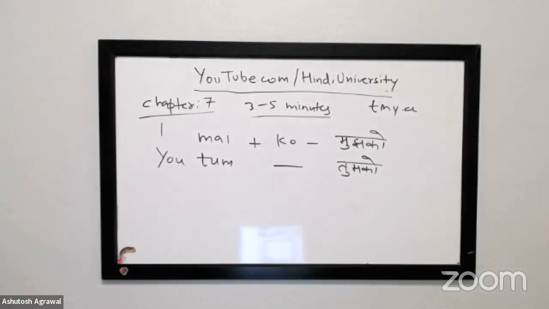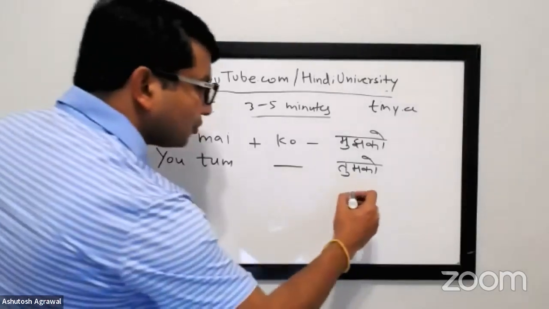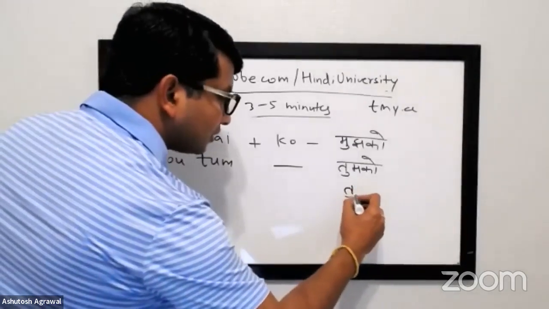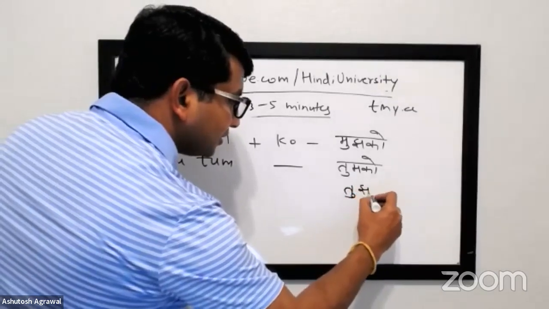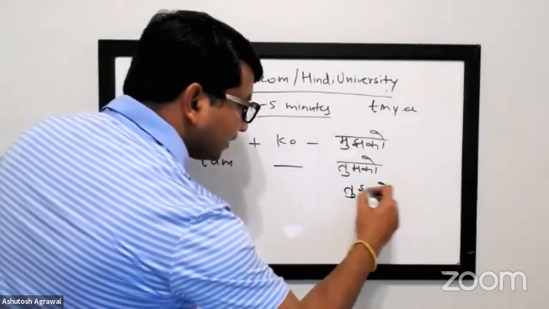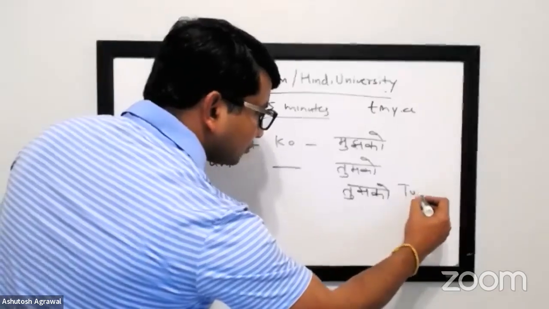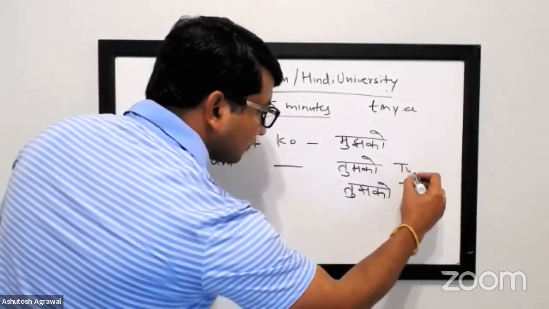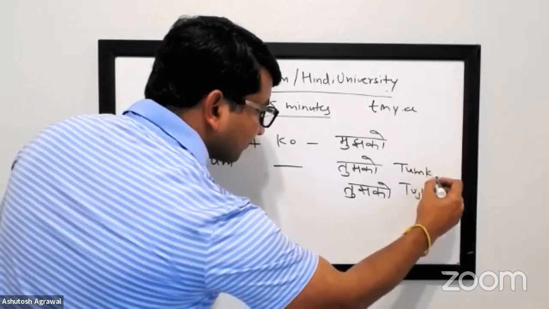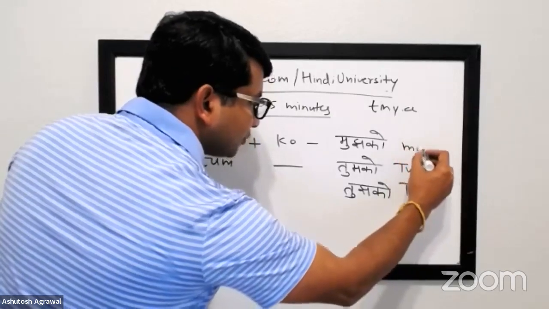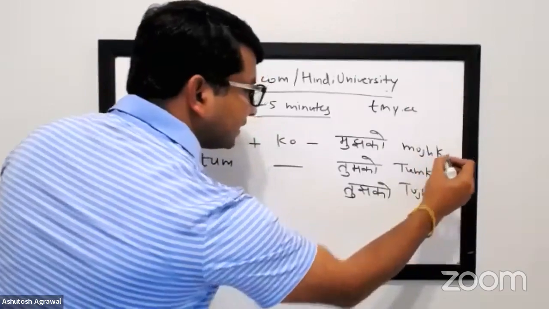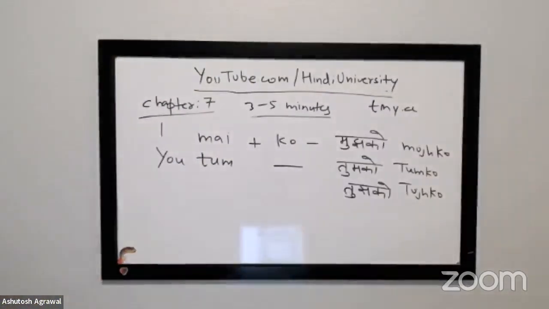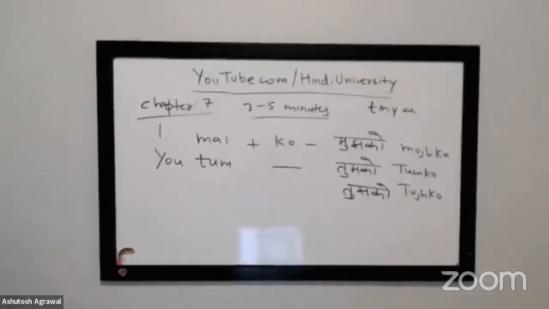तुमको. You can also say तुझको. So ta with o, and then j with k and o. तुझको, and then तुमको. And then मुझको, in case you are having difficulty reading देवनागरी. मुझको, तुमको, तुझको.